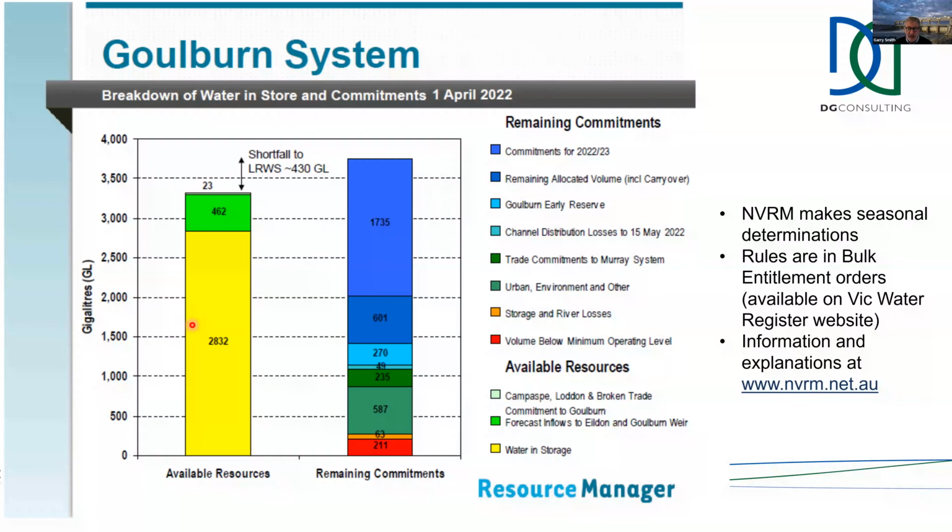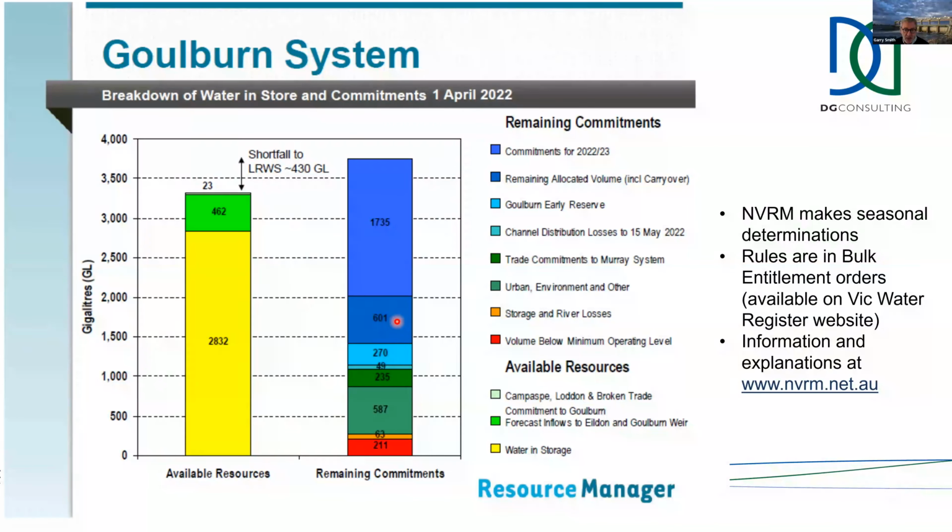And here it is for the Goulburn. This is an example of the commitments. Again, dead storage, some of that very high reliability entitlements, river losses, some water for IBT and obligations owed to other systems. Then we get into some of the early reserve and remaining allocated volume, noting that we'd already reached 100% of high reliability allocation in the Goulburn by the 1st of April when this was done. So it's looking at the water that's already been allocated against that but is unused. And so there's the further commitments for 2023.